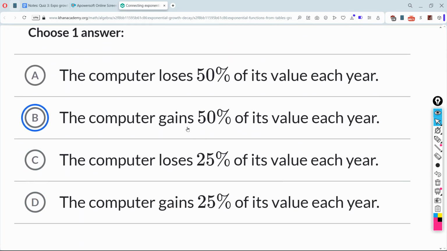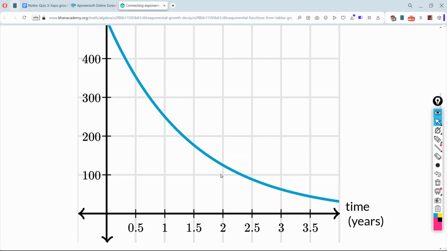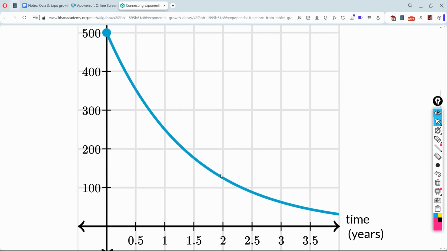All right, so the ones where it says gains, that's definitely eliminated, okay? It's not going to be B or D. Here it says loses 50%. Here it says loses 25%. Let's see which one it is. All right, so the initial value is 500, okay? It starts at 500.